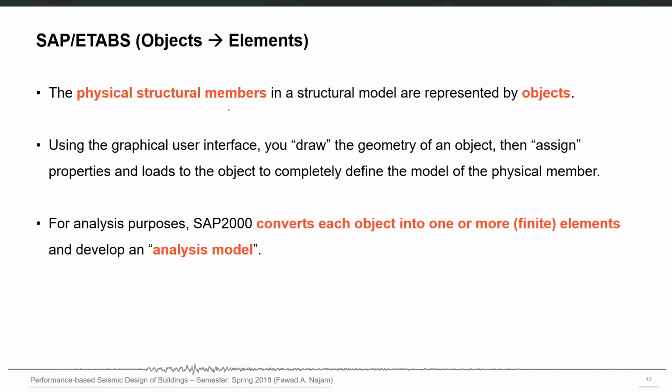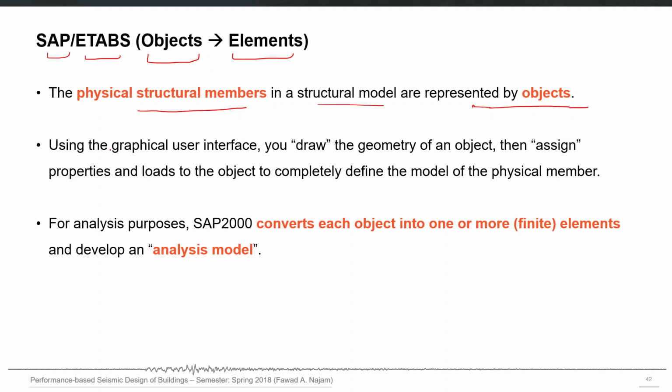So now you are familiarized with another terminology, which is objects. It is different from finite elements, and that terminology is specific to SAP2000 or ETABS. The physical structural members in a structural model will be represented by objects in ETABS. So when I say, for example, a slab object or a shear wall object, you should know that it is not a finite element, it is a physical structural member, and it will be automatically converted into a finite element or a combination of finite elements and nodes when the analysis is run.